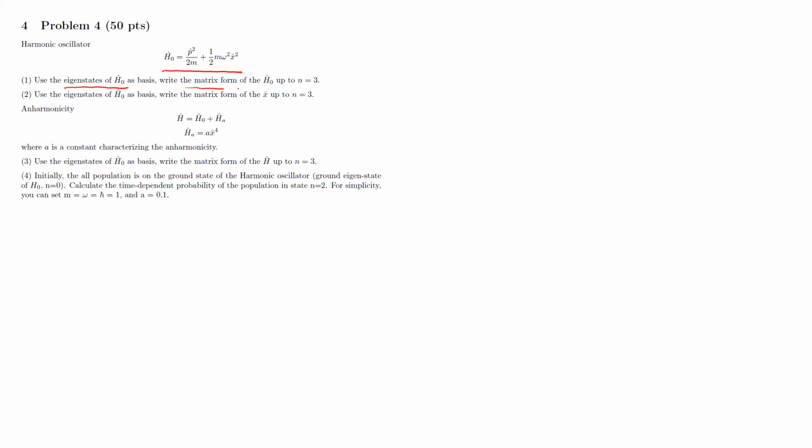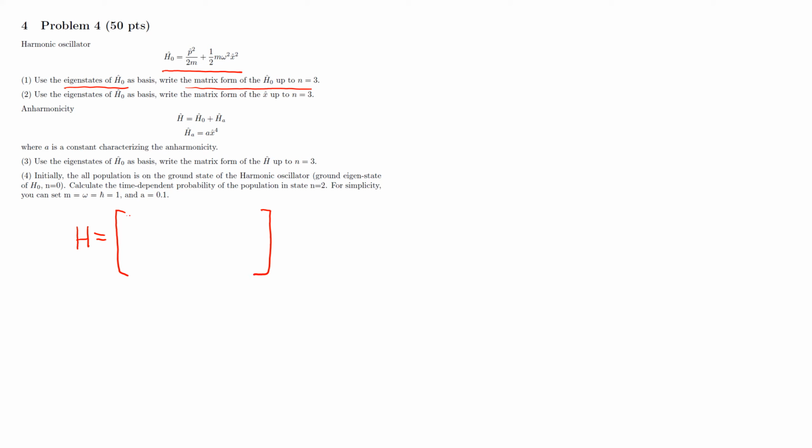So let's write down the matrix of H0 up to n equals 3, because this harmonic oscillator has n up to infinity, so we must truncate it to a small scale. In the first part, let's write these Hamiltonians in matrix format. It should be relatively simple, because we know the eigenstates of H0 and we're using them as a basis. That means these Hamiltonians must only have diagonal terms. All the off-diagonal terms must be 0, otherwise the basis is not eigenstates.